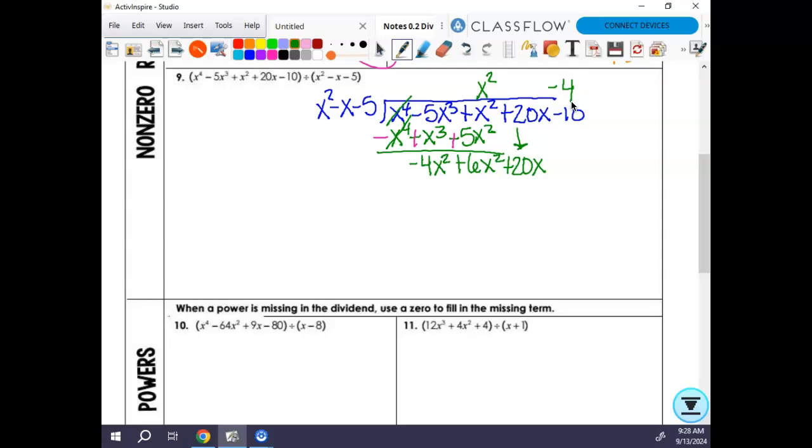Oh, wait. What did I do wrong? Where's my mistake? It's 4x cubed. I keep trying to make that squared. Never mind. So I don't actually get negative 4. I get negative 4 what? X. And then I actually line it up over the x term. Sorry about that. Negative 4x times x squared, negative 4x cubed. Negative 4x times negative x, positive 4x squared. Negative 4x times negative 5, positive 20x.